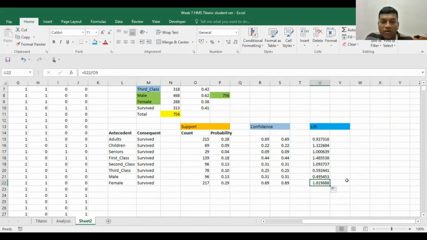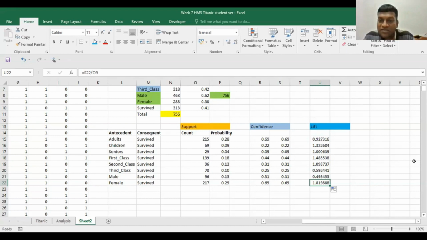So the lowest values are for third class for males, 0.49, third class 0.59, and 0.97. The highest value, of course, is 1.81, which means compared to the average person who traveled on the ship, if you are a female, you have the highest probability of having survived. So your probability of survival is highest if you were a female traveling on the ship.